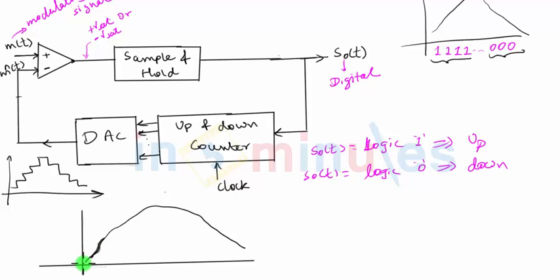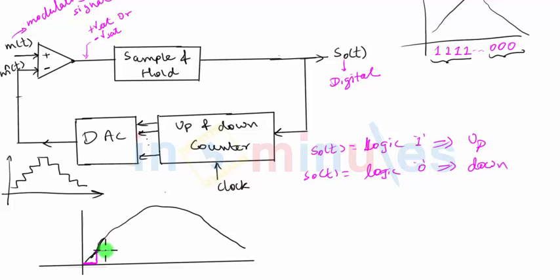So initially the counter will start from 0. You can see that the output of the DAC is 0. M of t and m cap t will be compared. M of t is greater than m cap t. That means the output of the op-amp will be plus Vsat. It will be held at the output side and given to a final output device in the form of logic 1. Now that 1 means the counter has to count in the upward direction. So the counter will count to the next state.